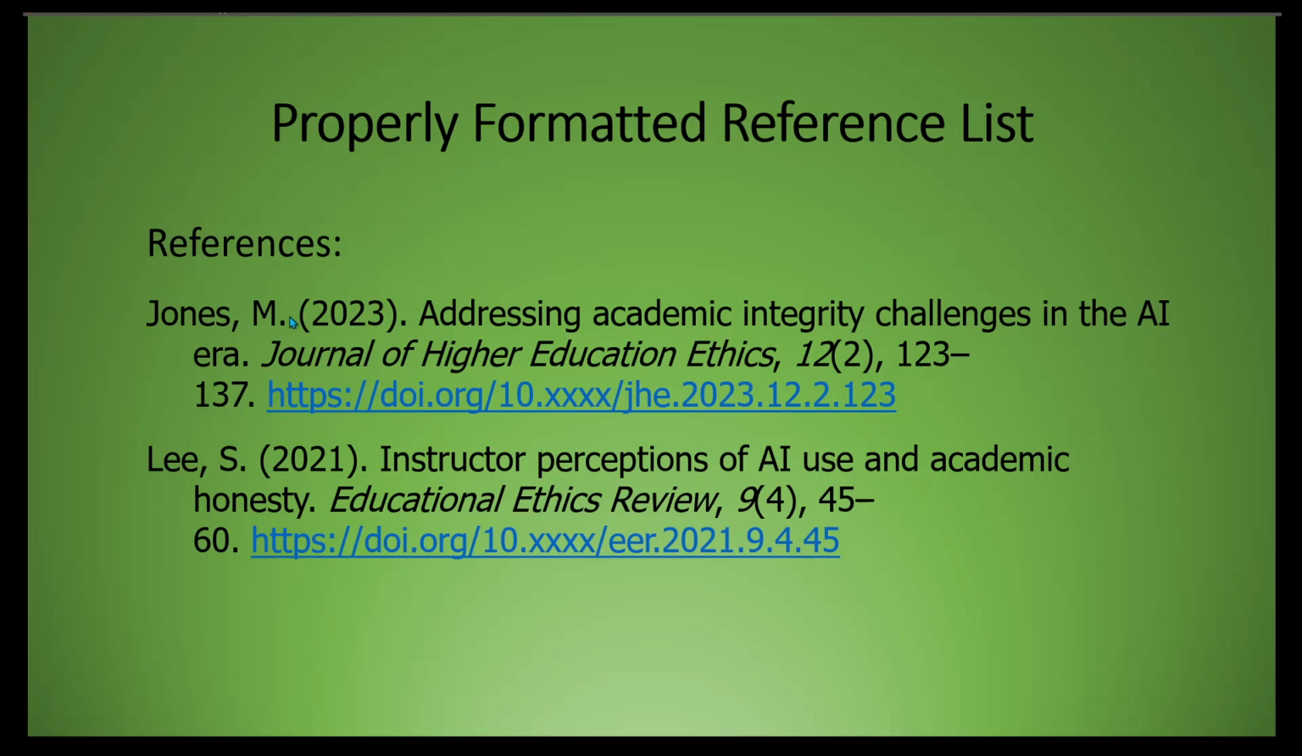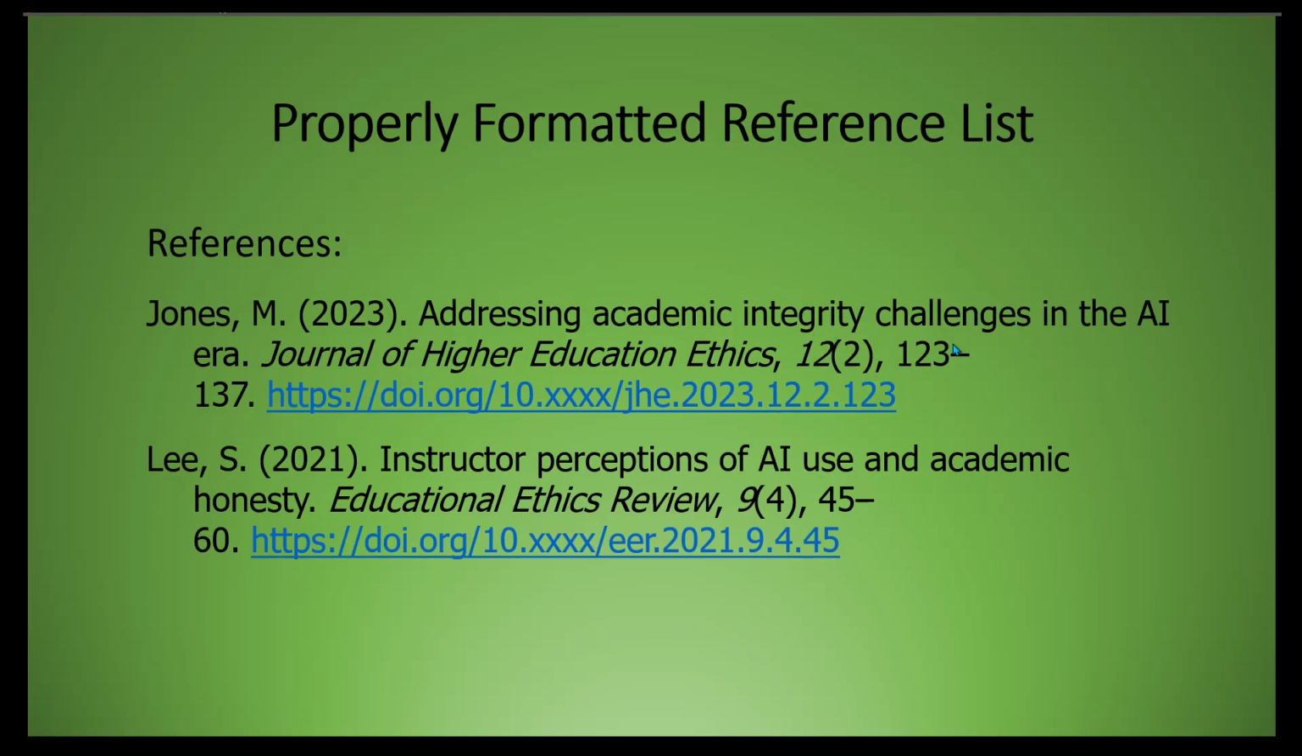Here, Jones, now they add the initial, but Jones 2023, Lee 2021. Okay, so that is how they work. They work together. This allows me to find the name of the article that I cited, or the name of the paper that I cited. Here's the journal that I found it in.